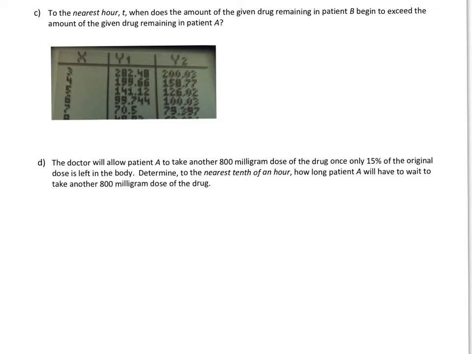If you look at the table of values, this is where I happen to be. So patient A has a greater amount of drug in the body than patient B. Same thing here. This number is higher than this number. At hour 5, patient A still has more drug remaining in the body than patient B. But once we get to hour 6, look at this. The amount of drug remaining in patient A is now lower than the amount of drug remaining in patient B. So hour 6 is when this happened. And they wanted us to round to the nearest hour anyway. So this would be hour 6. So 6 hours.